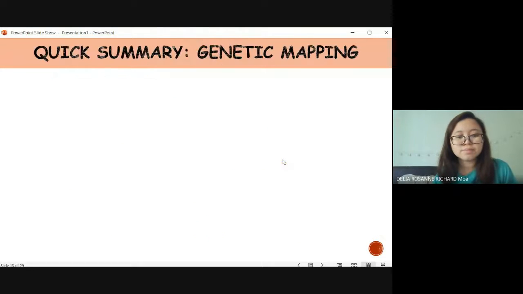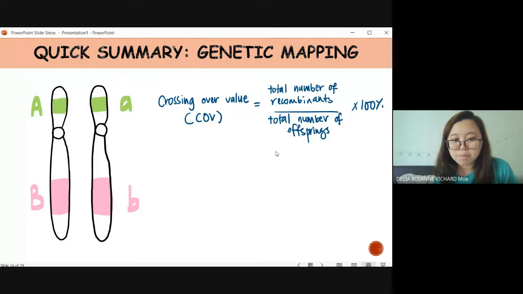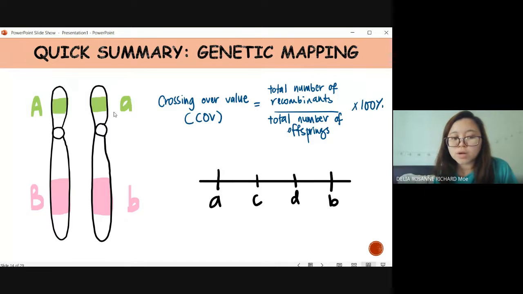Try to remember. And last but not least, in chapter 4, we learn about 4.3, genetic mapping. This is if you want to calculate how far gene A is from gene B if they are on the same chromosome.